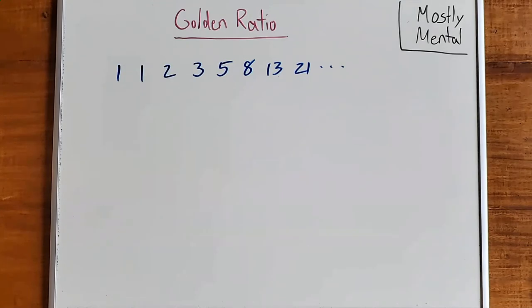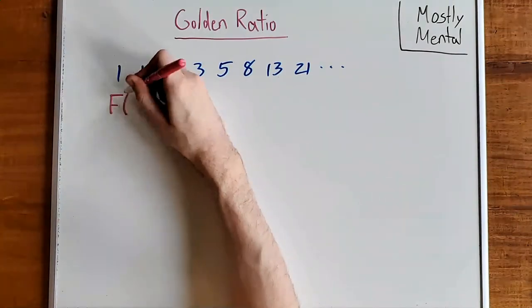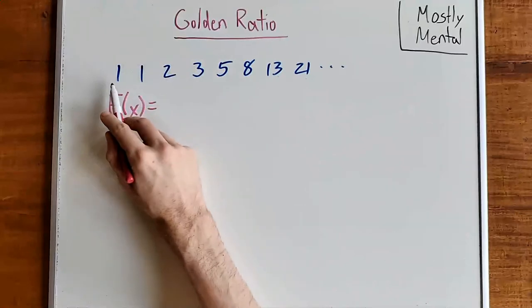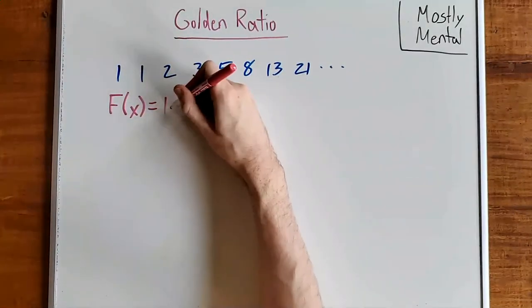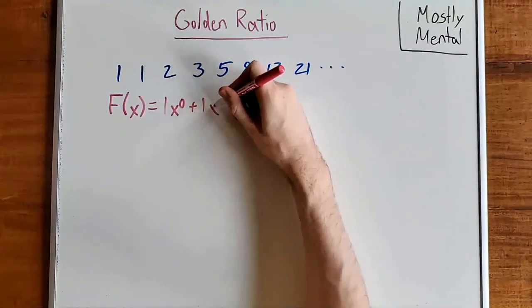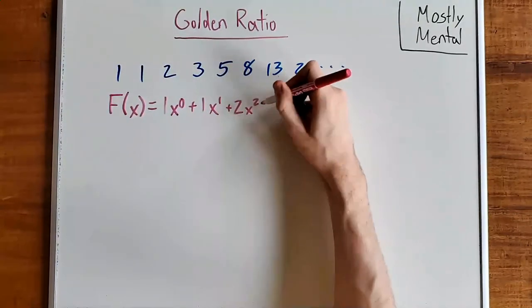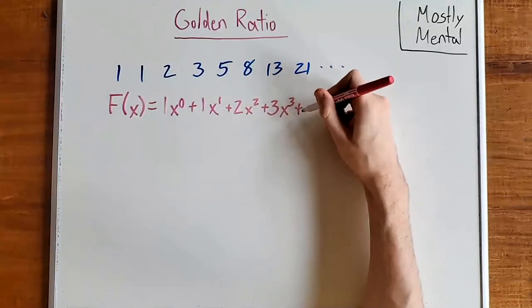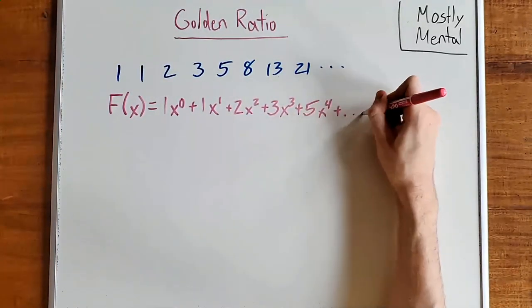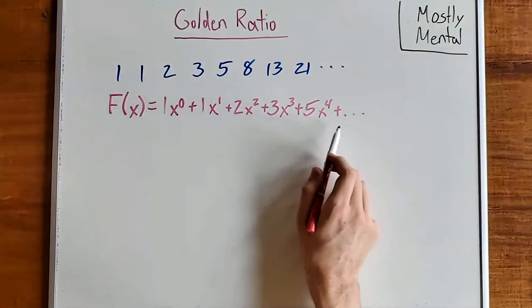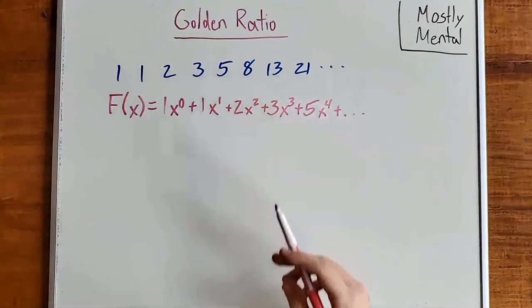The last approach I'd like to discuss uses one of the most powerful tools in combinatorics, generating functions. We'll take our Fibonacci sequence and turn it into a function, so we can use the tools of functional analysis to learn more about it. First, let's define our function f of x to be the sum of Fibonacci numbers times appropriate powers of x. That is, it's 1x to the 0 plus 1x to the 1st plus 2x squared plus 3x cubed plus 5x to the 4th, and so on, where each of the coefficients in this power series is the corresponding Fibonacci number.